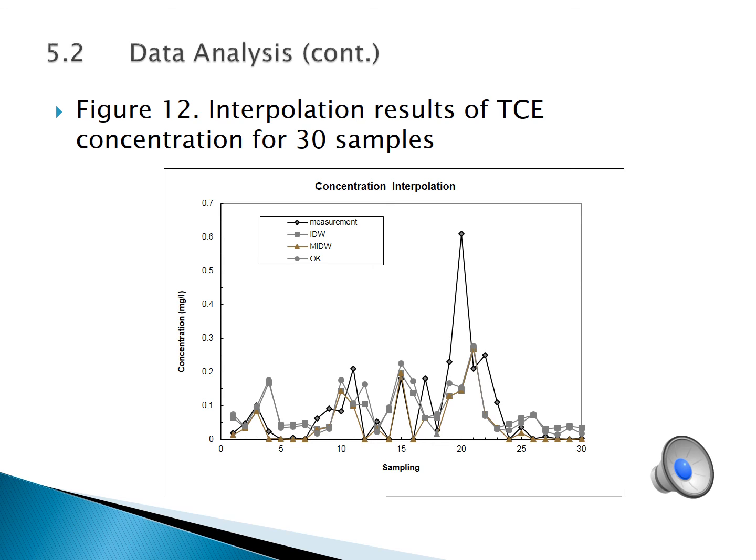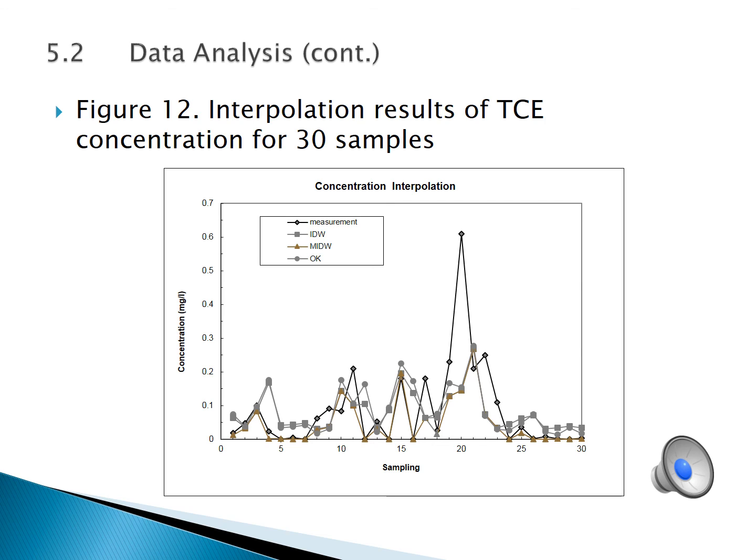Figure 12 shows the interpolation results of the TCE concentration for 30 samples with IDW, OK, and MIDW. The y-axis represents TCE concentrations and the x-axis represents the IDs of the monitoring wells. There is no physical relationship between those IDs. The lines between the markers do not mean anything. The lines are put in the figure just to differentiate the concentration values interpolated with different geostatistical methods. All the dots connected by the same line are the interpolation results using the same method.